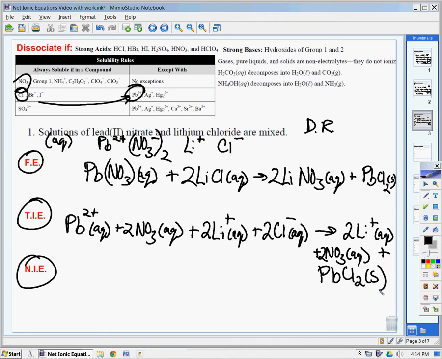When we go to the net ionic equation, we'll notice that the only things really changing here are the lead, which is changing, and the chloride, which is changing, and the lithium and the nitrate are both the same on both sides of the equation. So those just cancel out. Oh, I forgot a charge there, by the way. So I'm going to write the net ionic equation with just the lead and just the chloride.